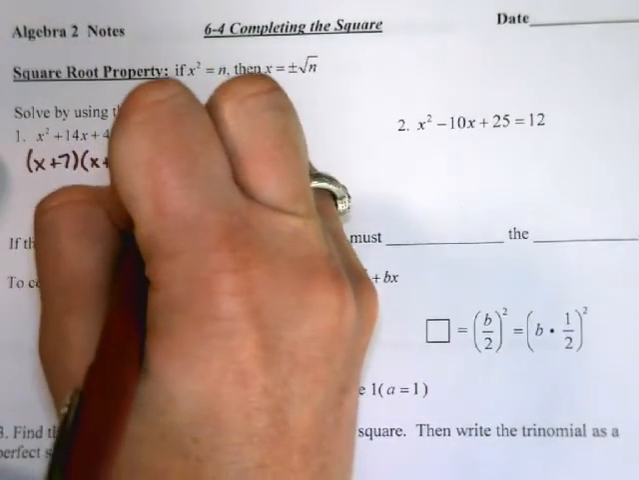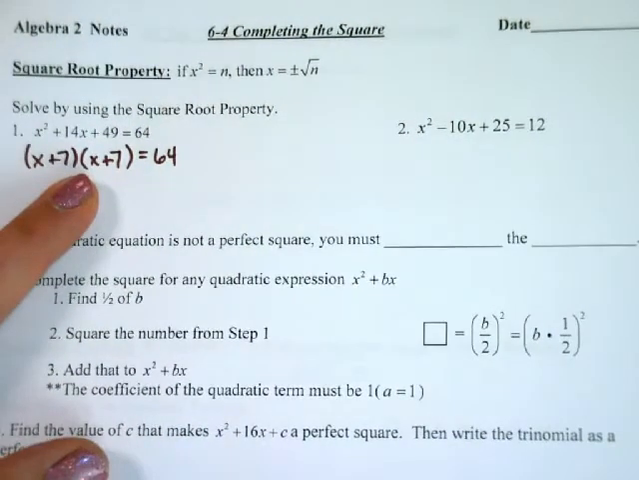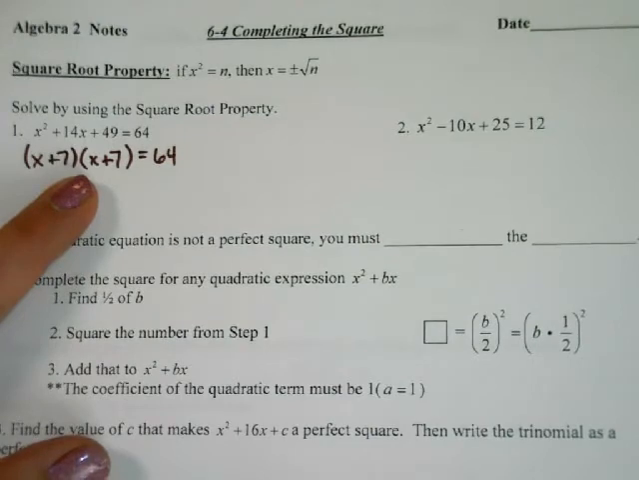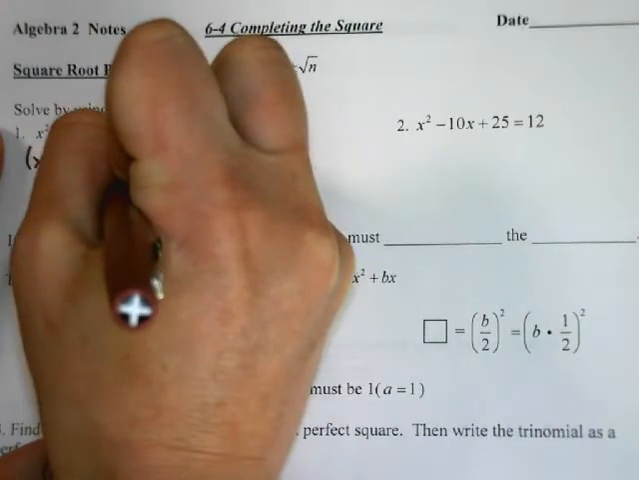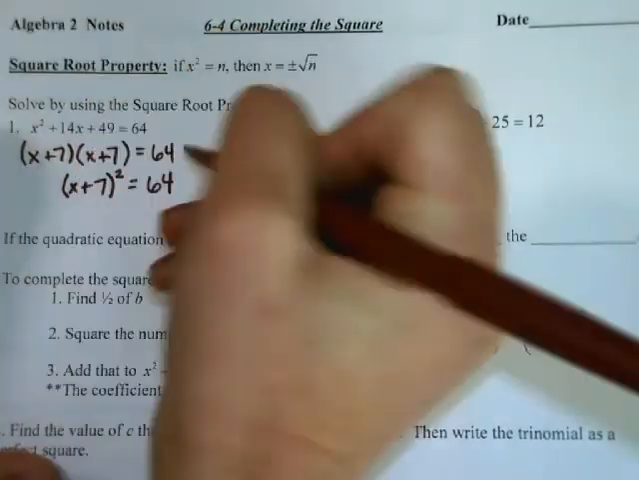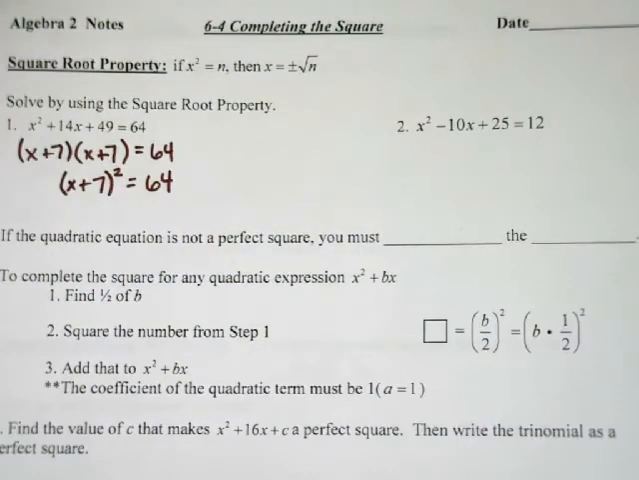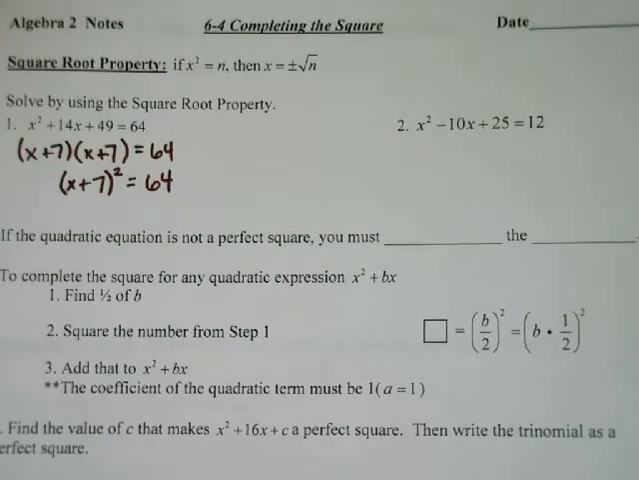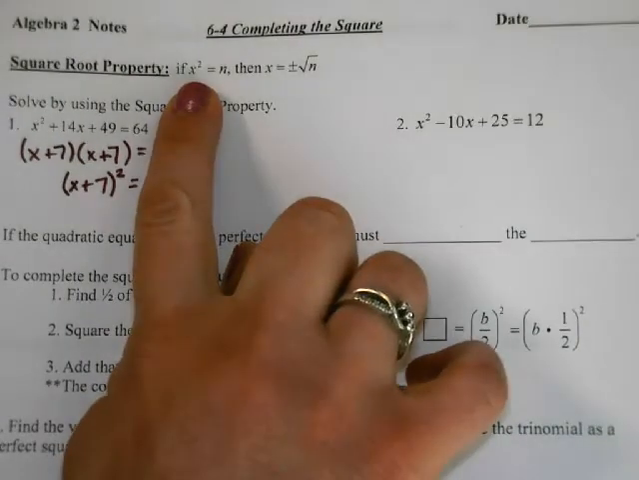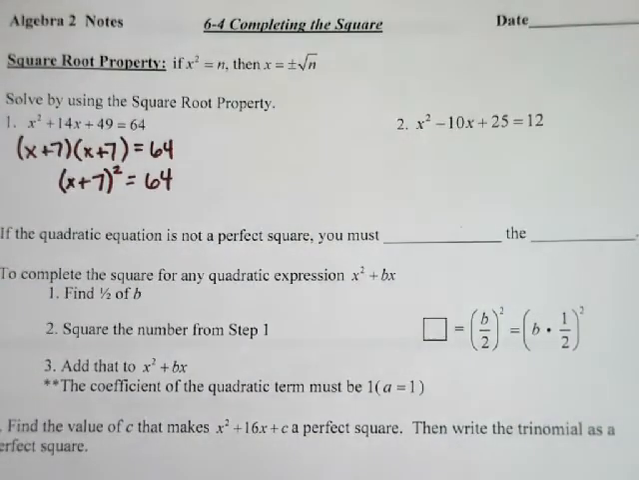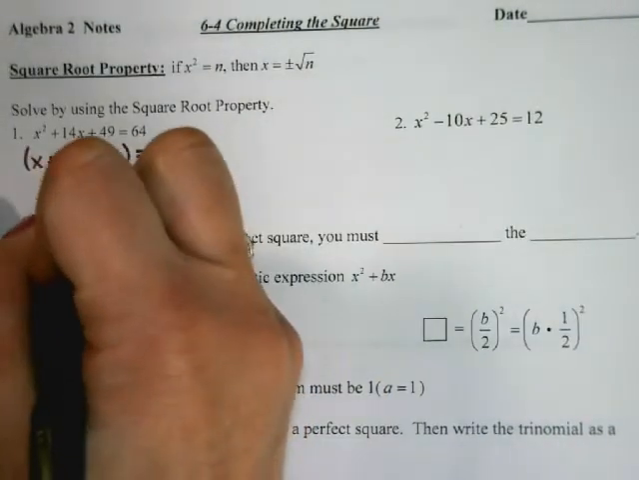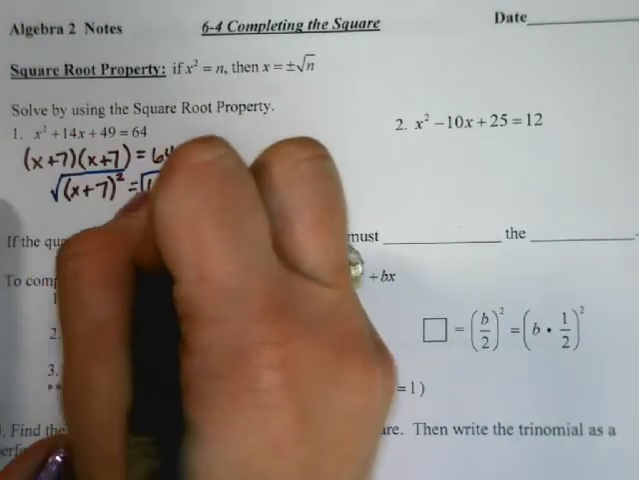Okay, well, I did it when we were factoring before. I didn't make you write that as a perfect square, but those are exactly the same, right? So really, that's x plus 7 squared equals 64. Okay, so there's my square root property. I have something that's squared, so I could take the square root. Let's undo this square by taking the square root.